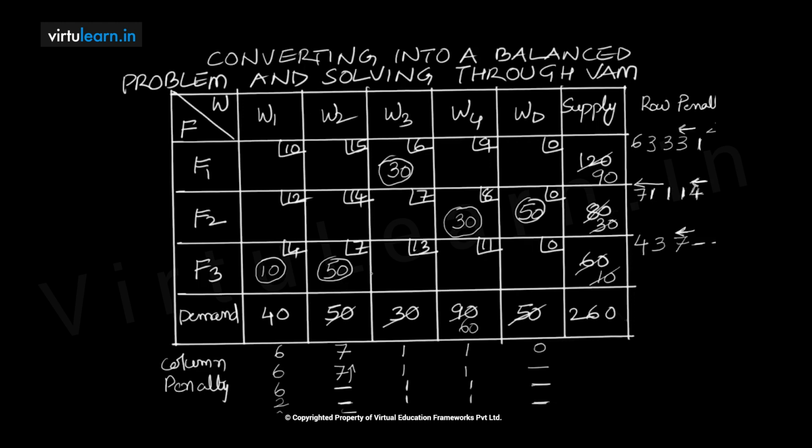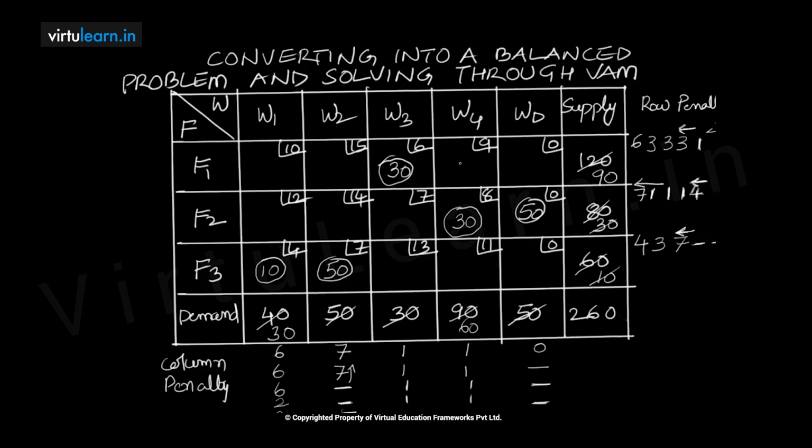Now second row, F2 row is not applicable, F3 row is not applicable, similarly W2 is not applicable, W3 is not applicable, WD is not applicable. Only W4 and W1 are applicable. Actually, when we have allotted 10 here, we actually require 30 units. So the only cells that were available is W1, because W2 is not applicable, W3 is not applicable, WD is not. Only these two cells are applicable.